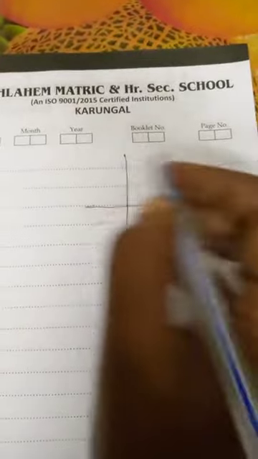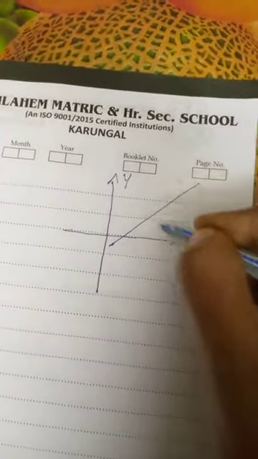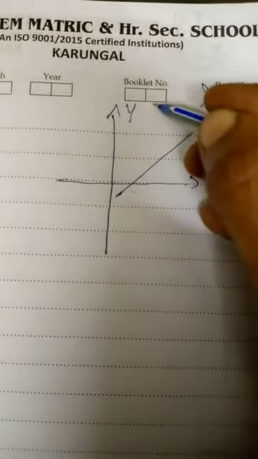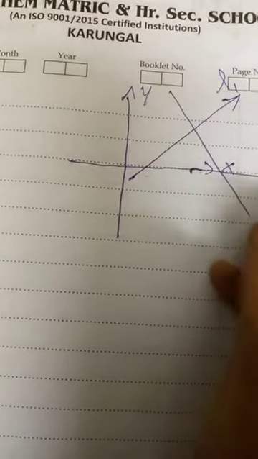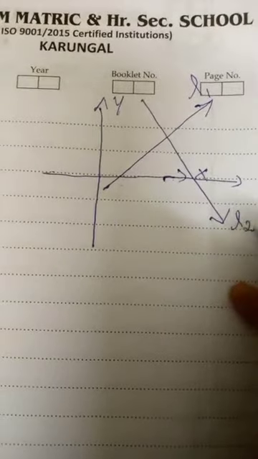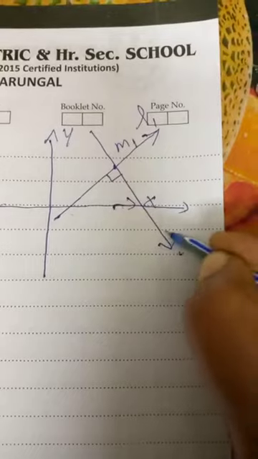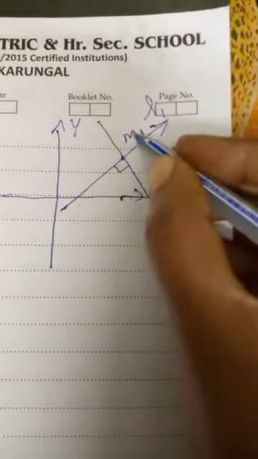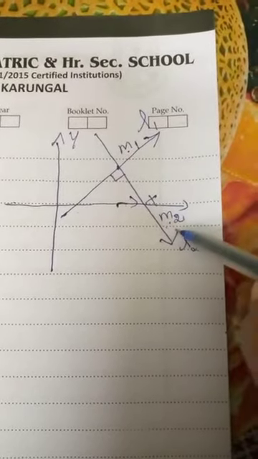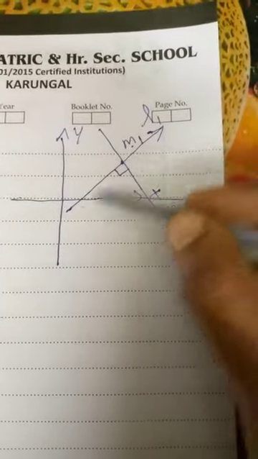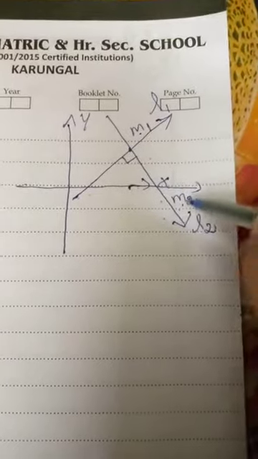Take X axis and Y axis. Draw a line, and draw one more line which is perpendicular to this line, name it L1. Draw one more line which is perpendicular to the first line, extend it, it is L2. Both lines are intersecting here at 90 degree. Let us take the slope of the first line L1 as M1, slope of the second line L2 as M2. Then their product M1 into M2 will be minus 1. When two lines are perpendicular, the product of their slopes will be minus 1.